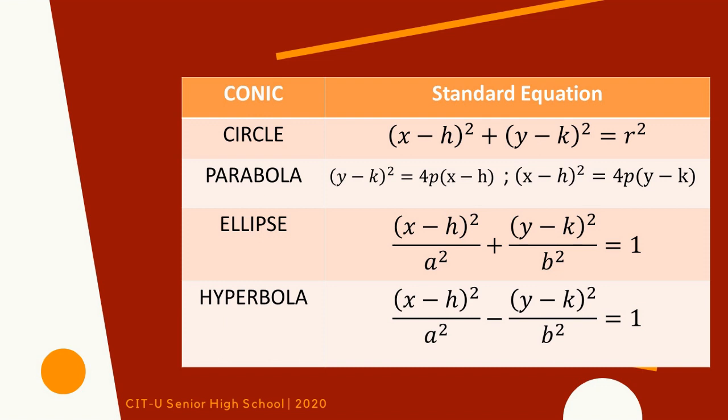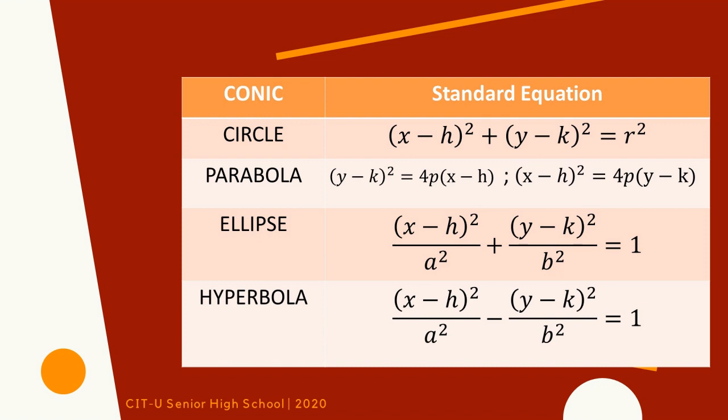The standard equation is a circle if the denominator of the terms x minus h squared and y minus k squared is 1, and the right side of your equation is the square of your radius. The standard equation is a parabola if and only if only one of the two variables is squared.